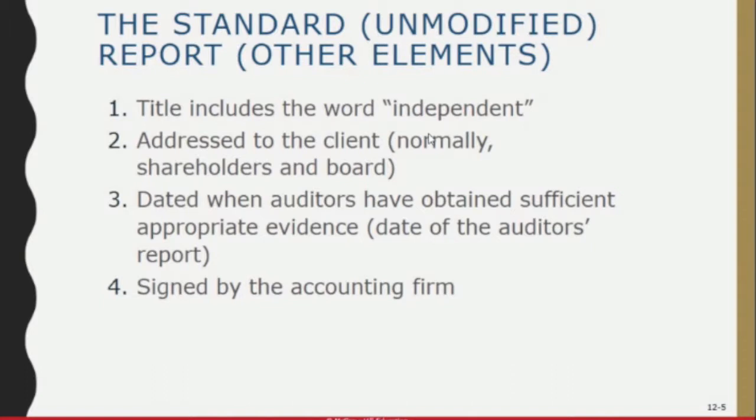The report date, if you look down at the bottom of the report. Remember when we talked about completing the audit, a key date was the date that the auditor signs off. That's the date that they complete the audit. That is also the date that they use for the audit report. It's the date that they determine that they've collected sufficient and appropriate audit evidence. And then it's signed by the accounting firm. It's not signed by the partner. The partner name doesn't appear on the report, I should say. It's signed by the accounting firm.